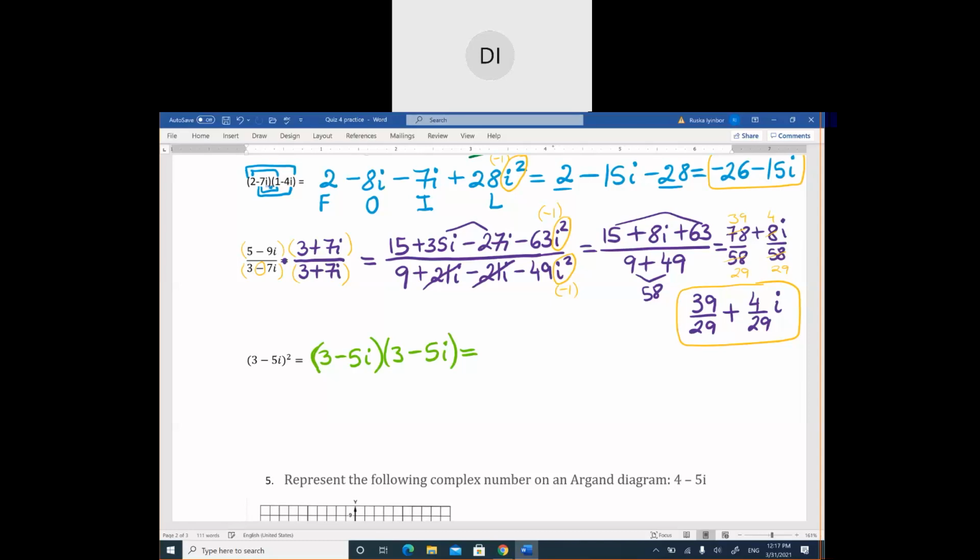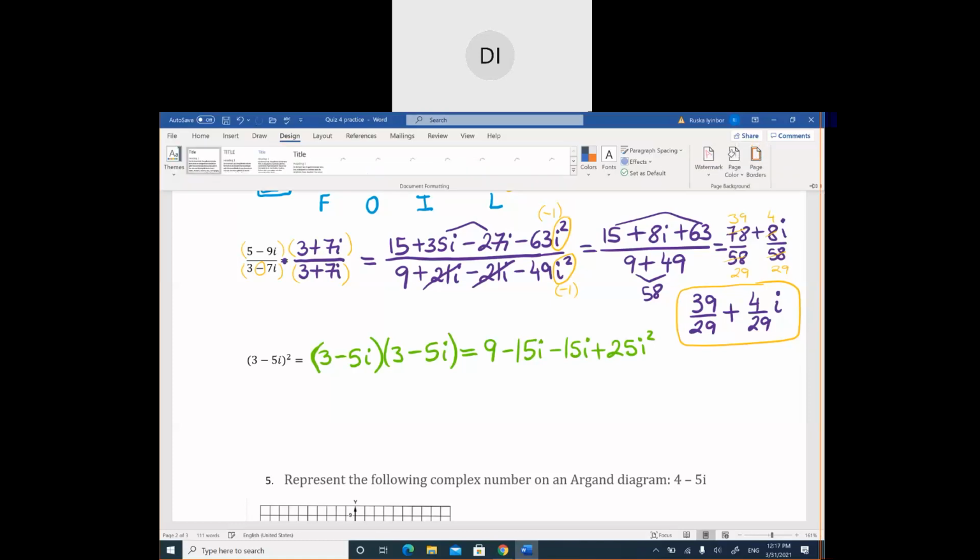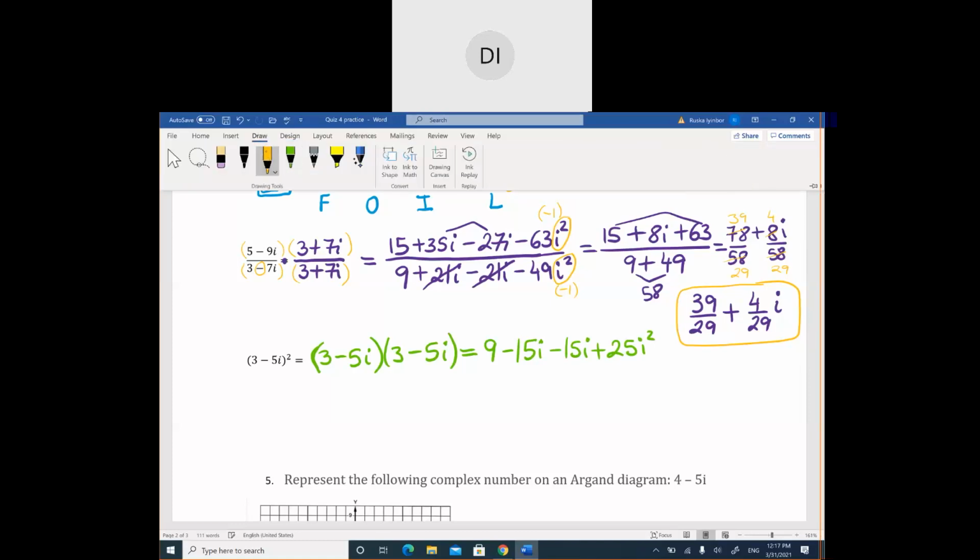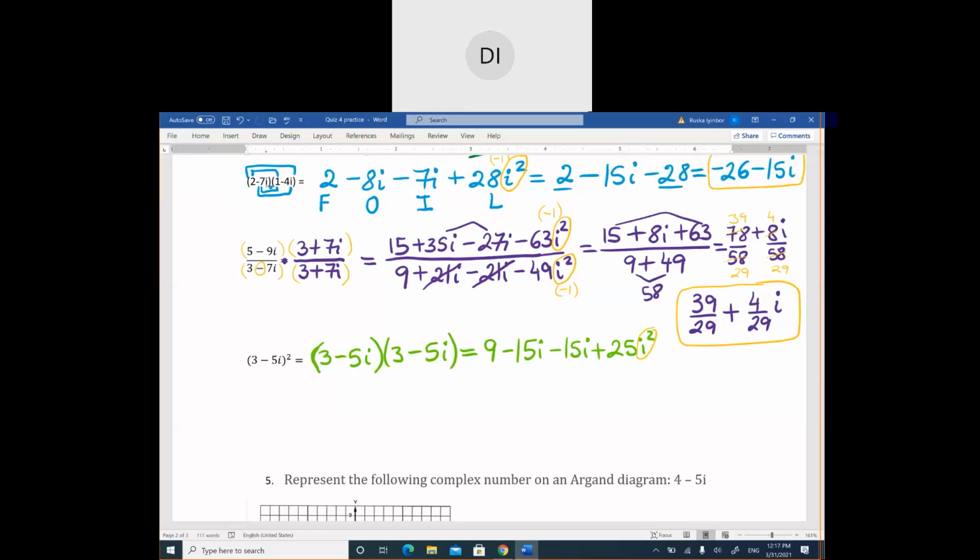We're going to multiply 3 times 3 is 9. Then you have 3 times negative 5i is negative 15i. Then you do the inside, which is negative 15i again. And then we multiply the last two, it's plus 5 times 5 is 25 i squared. Then you're going to replace the i squared. We're going to simplify. So the i squared is negative 1. So I'm going to combine those two.